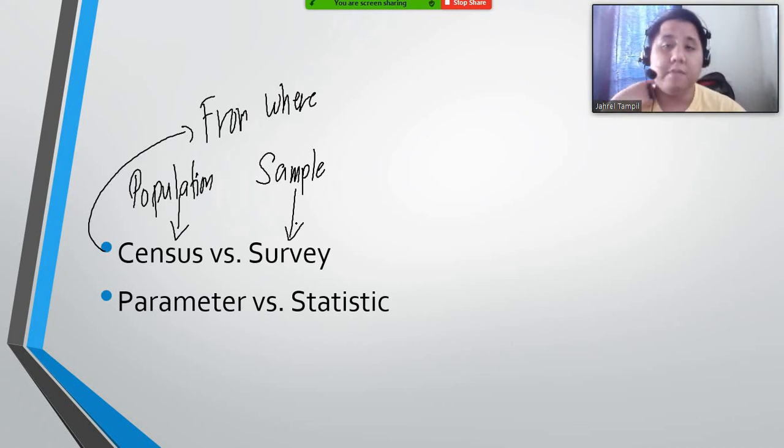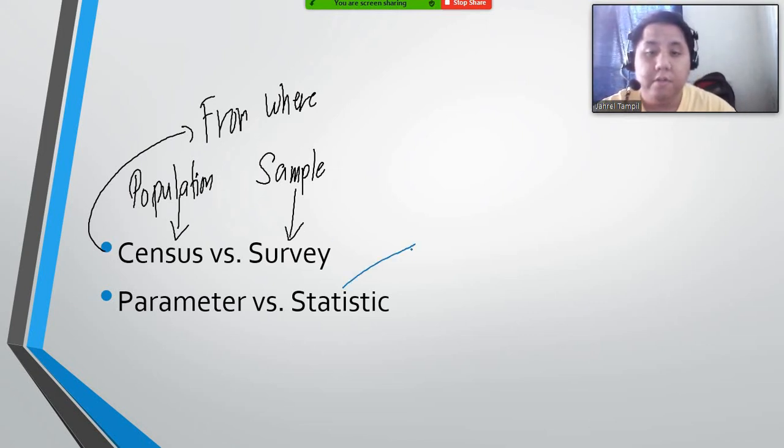So that means if we are gathering data from the entire population, like for example, whenever someone visits your house and asks how many people are there, what's the job of the head of the household and all that, then that is a census. If we're only going to take data from a subset or from a sample of the population, then we call it a survey. The other two terms that you see there are parameter and statistic.